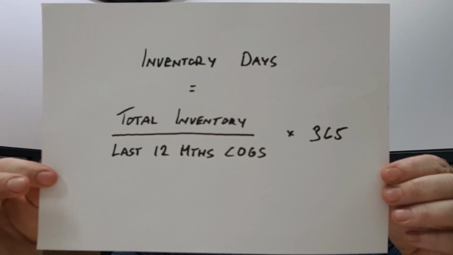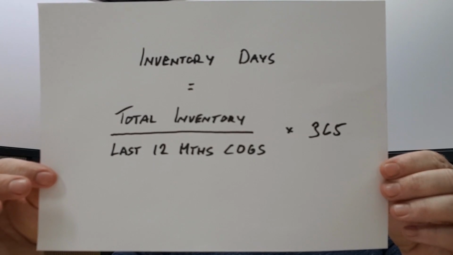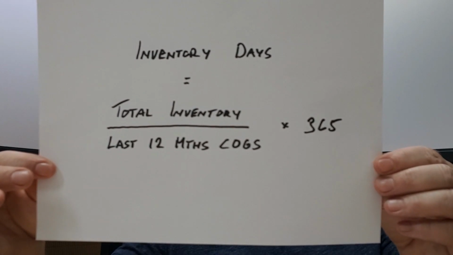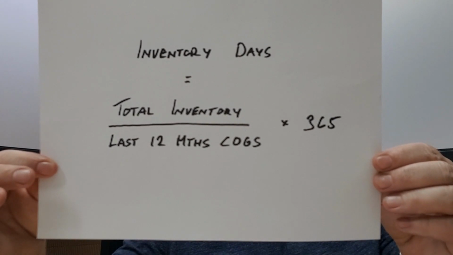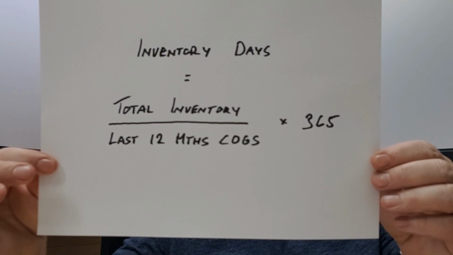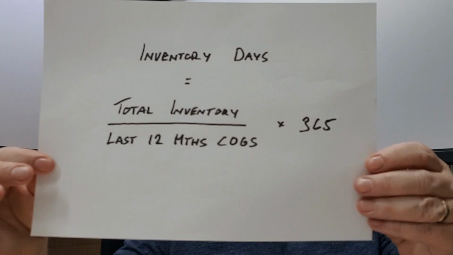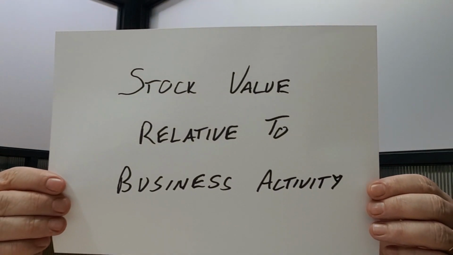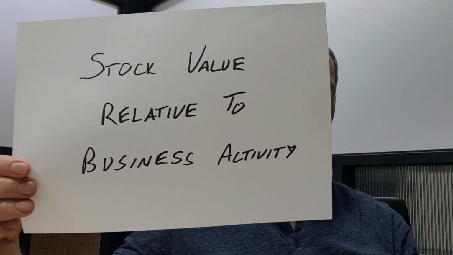You're working out your inventory days. And the way you do that is you look at your total inventory at the end of the month. You divide it by the last 12 months cost of goods sold. You multiply that fraction by 365, and the result you get is a number which expresses in days the amount of inventory that you're currently holding. This ratio measures the value of your stock relative to your business activity.